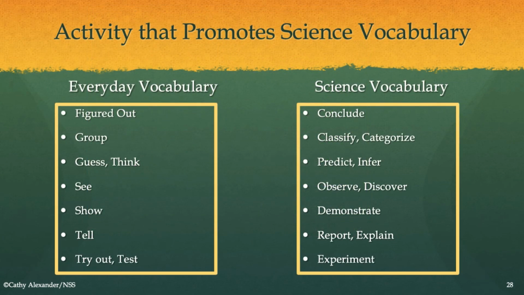Another way to promote science vocabulary is to link everyday vocabulary to science vocabulary. Think of the everyday vocabulary as a conceptual bridge. Things that are familiar are bridged to science vocabulary verbs. For example, figured out means conclude. Group means classify or categorize. Guess for predict. Think for infer. See for observe or discover. Show for demonstrate. Tell means report or explain. And try out or test for experiment.